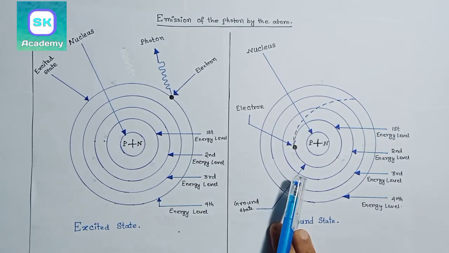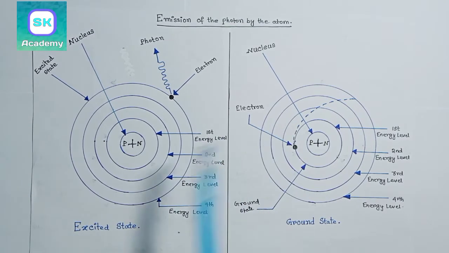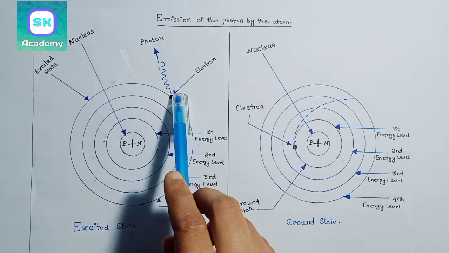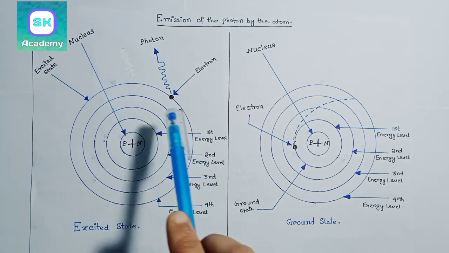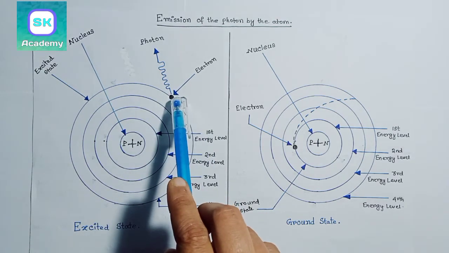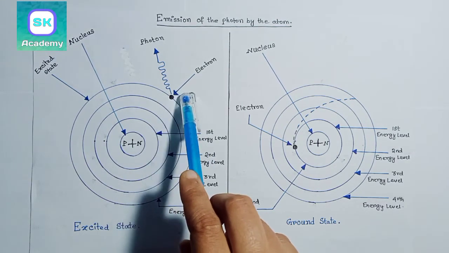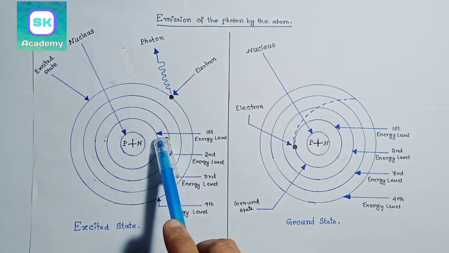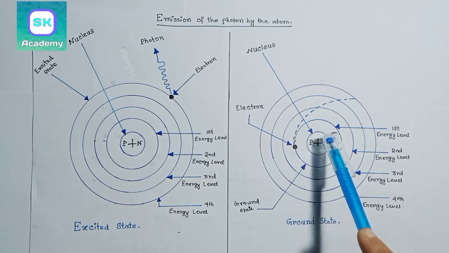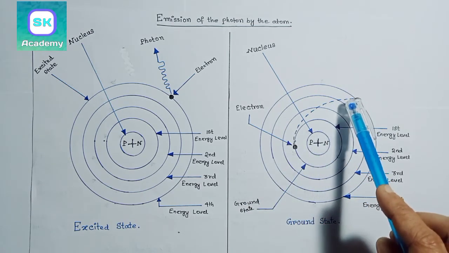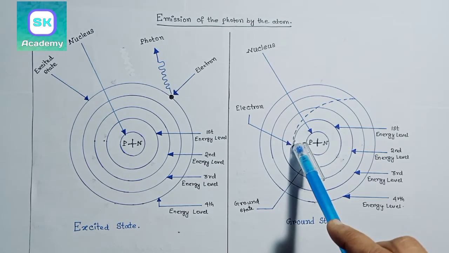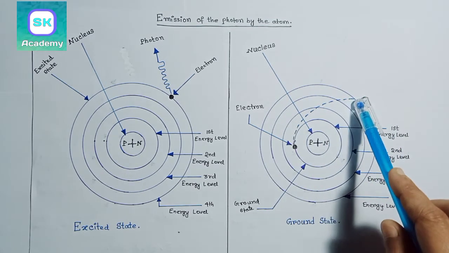Next is emission of the photon by the atom. Here initially electron remains in the excited state. Now when electron emits a photon, electron loses its energy and jumps from higher energy state to lower energy state. This is called ground state and this is called excited state.